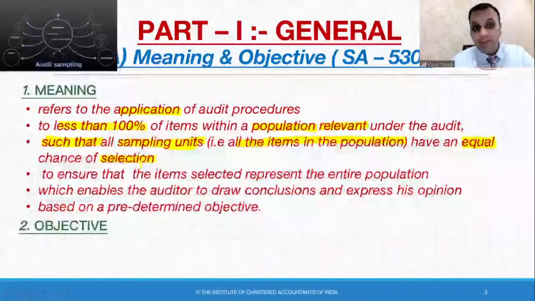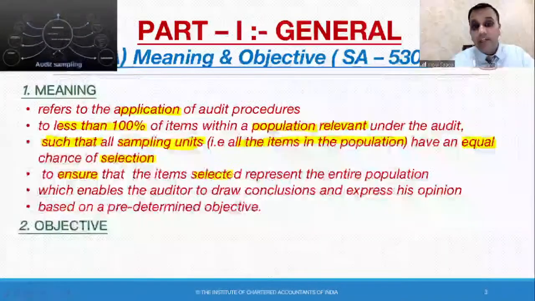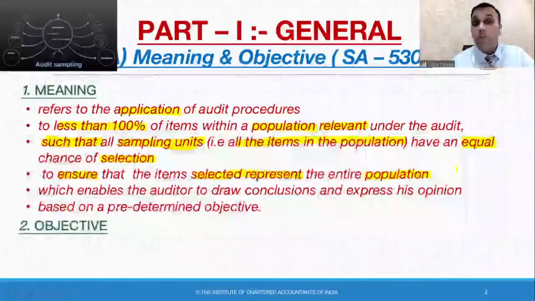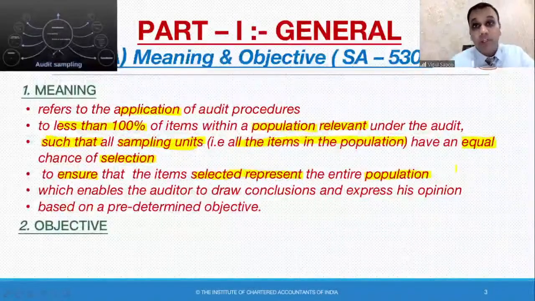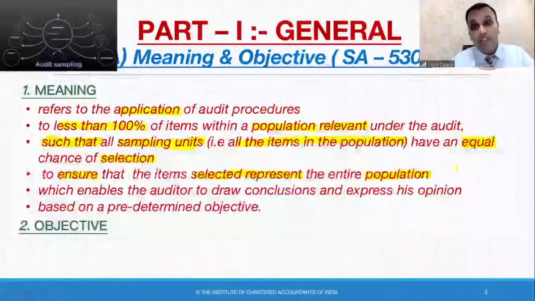Why is this condition, that they have an equal chance of selection? To ensure that the items selected represent the entire population. They should not be just a glimpse of the population, just an idea of the population. They should be representing the characteristics of the entire population.